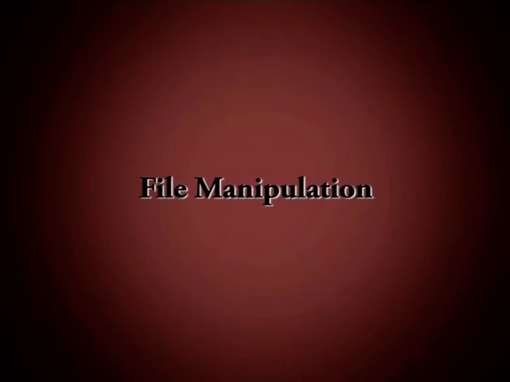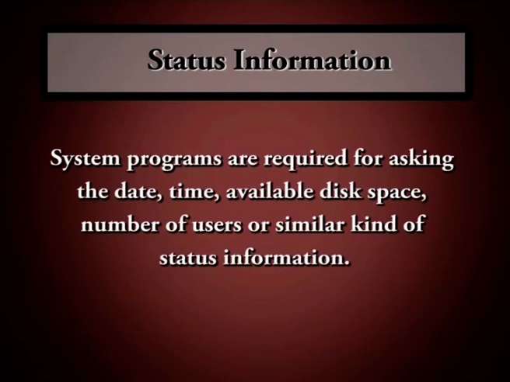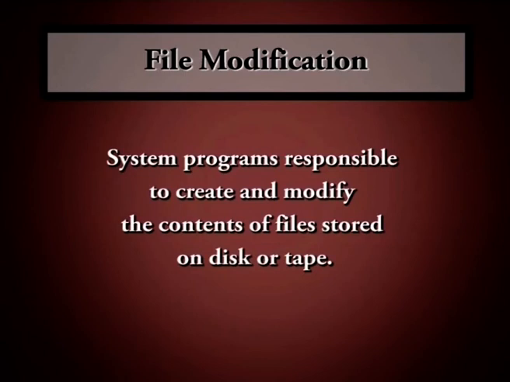First is file manipulation. These system programs are used to create, delete, copy, rename, print, list and generally manipulate files and directories. Second is status information. These system programs are required for asking the date, time, available disk space, number of users or similar kinds of status information. Third is file modification. These system programs are responsible for creating and modifying the contents of files stored on disk or tape.